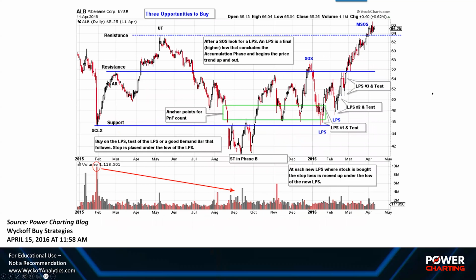One last case study, which is Albemarle, and this is very similar to the stock we're going to look at today. Selling climax, automatic rally, resistance, support. Look at, even though it upthrusts the automatic rally peak at resistance, it fails miserably back down to the value zone below the selling climax lows, builds a little swing count in here.